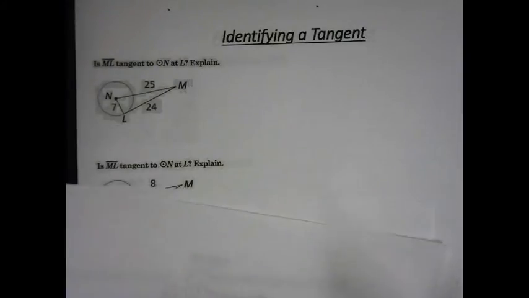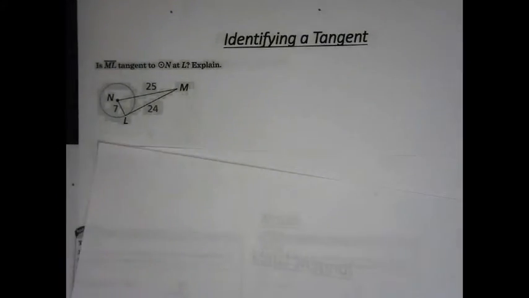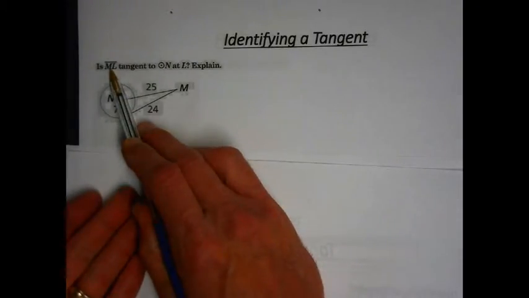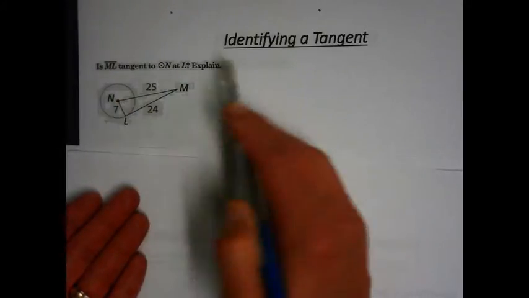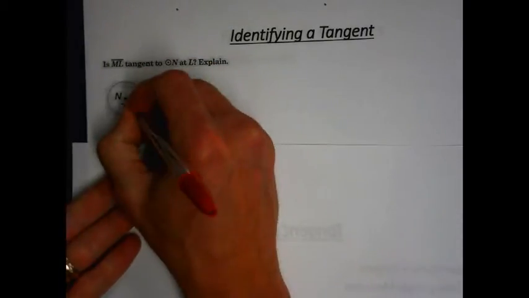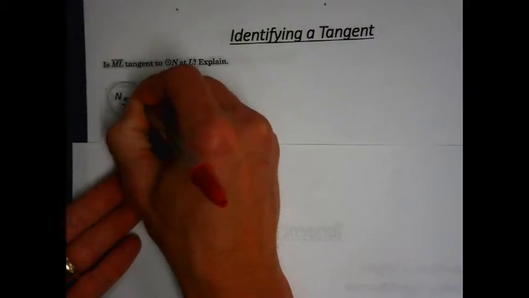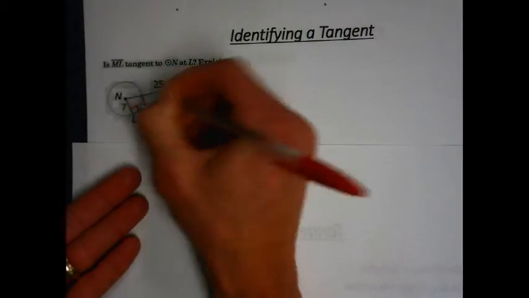So let's start with, how do we identify a tangent? So in this given diagram, we're asking, is ML, this segment here, tangent to circle N at this point L? Is it tangent? That's the question. Well, how are we going to know? Well, remember, if it were tangent, it would be perpendicular to the radius. So really, the question is, is line ML perpendicular to the radius? That's the question. So this is indeed the question. Is that the case, that that line is tangent?